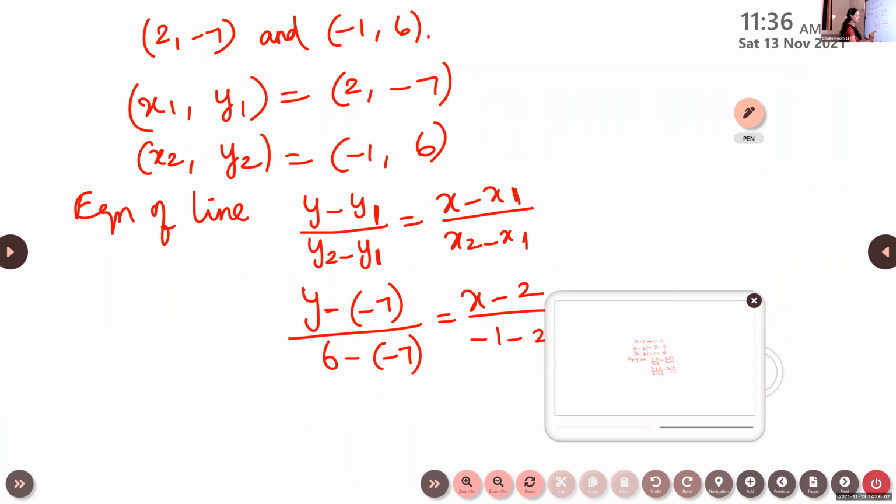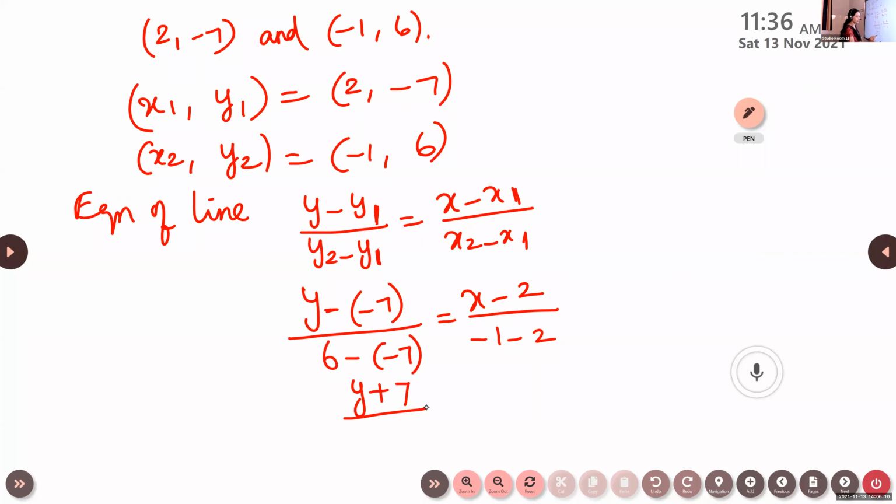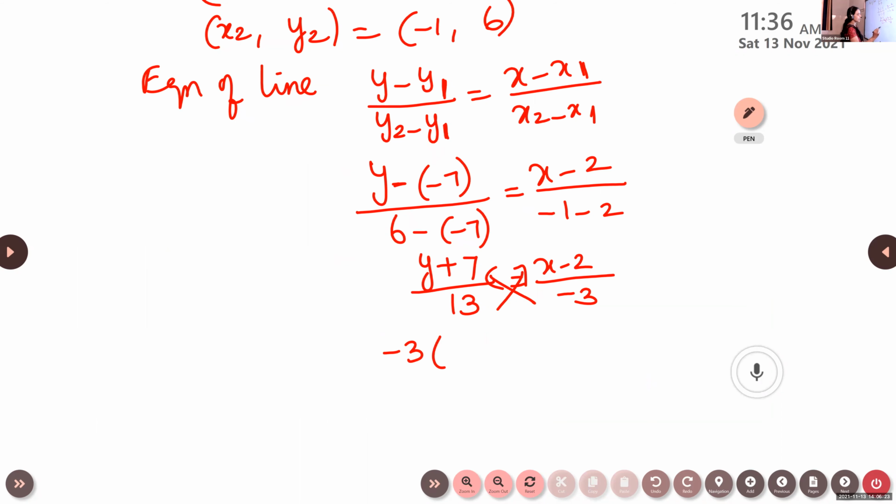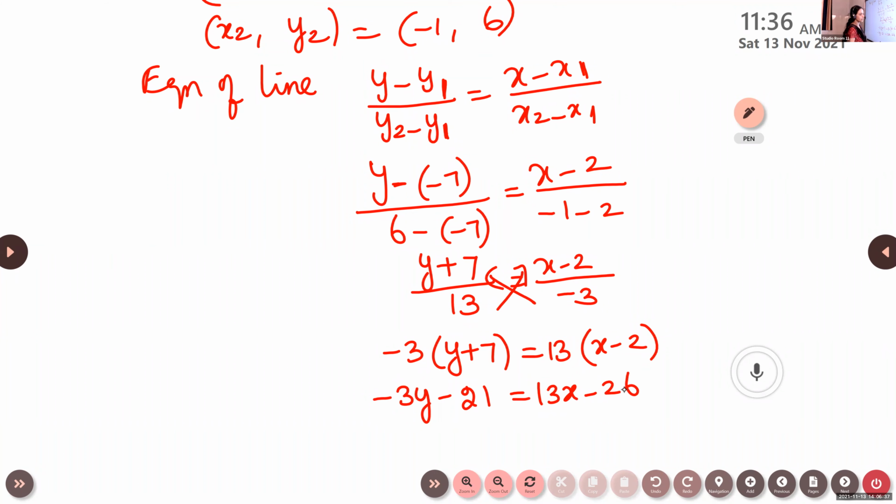So now it is same as y plus 7 by 13 equal to x minus 2 by minus 3. So you cross multiply this. When you cross multiply, we will get minus 3 into y plus 7 is equal to 13 into x minus 2. Open the bracket. Minus 3y minus 21 is 13x minus 26. Now bring all the terms to one side.